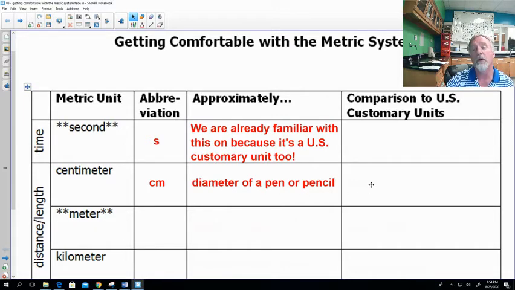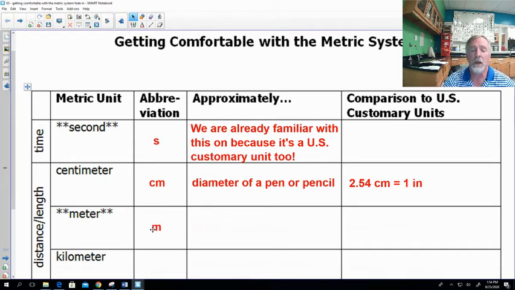Okay. And how do we convert it? Or how do we compare it to US units? 2.54 centimeters is 1 inch, and that's a definition. So that one's a very exact number. The next unit I would like to talk about is a meter. The abbreviation for a meter, hopefully you've seen this one before as well, is just simply M.